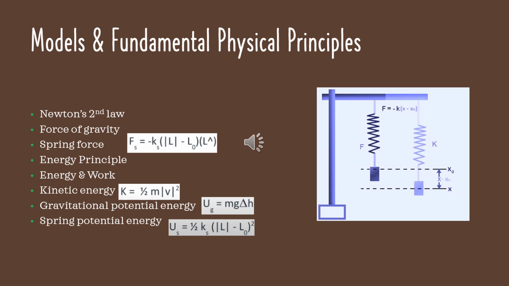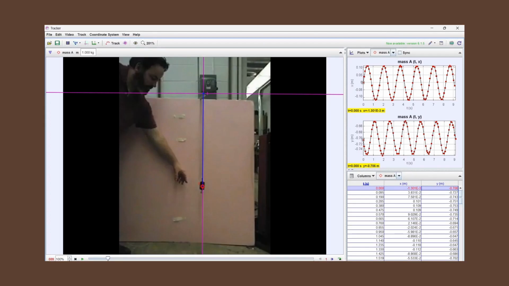to that distance. The energy principle relates the change in the total energy of the system to the total work done on the system by the surroundings, and the exchange in energy between system and surroundings due to a difference in temperature. Work is the dot product of force and displacement. Kinetic energy is the energy associated with motion. Gravitational potential energy is the potential energy associated with gravitational interactions within the system. Spring potential energy is the potential energy that exists due to the stretch or compression of a spring within the system. Here is the Tracker video.